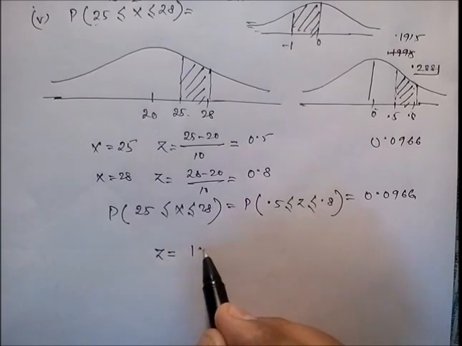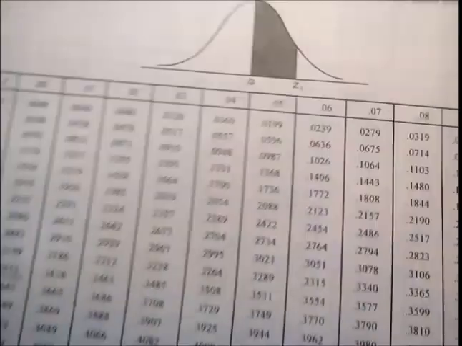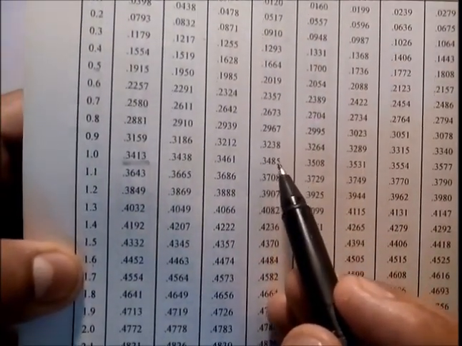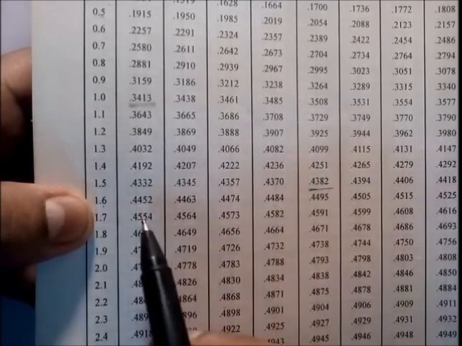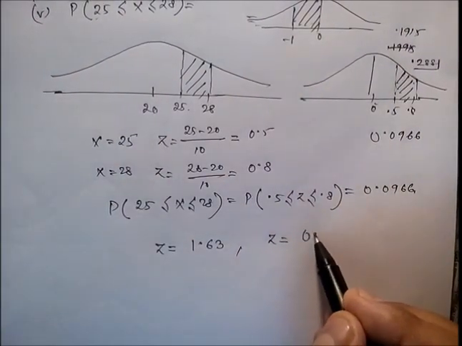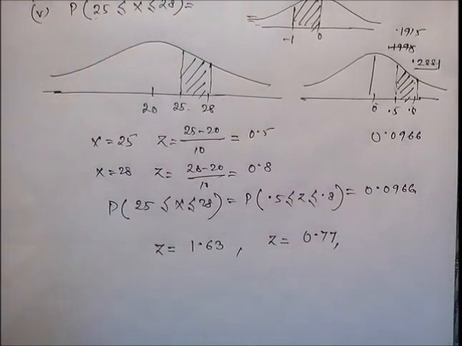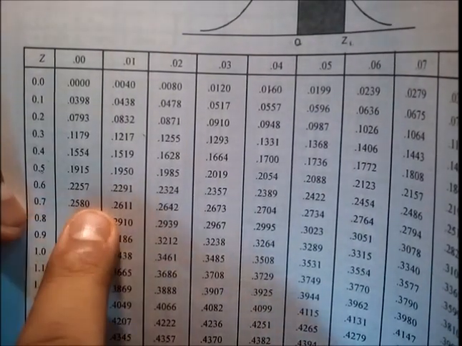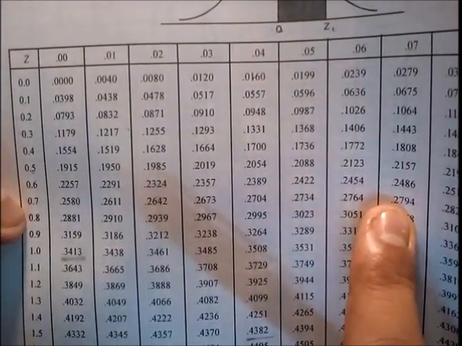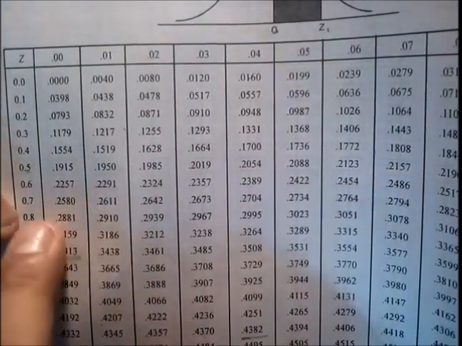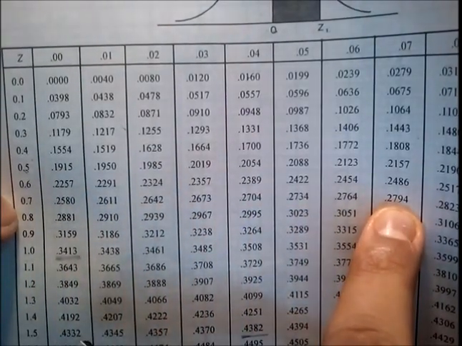So how to use this Z table? Suppose Z value is 1.63. How to know this particular value? 1.6 and 3 means 0.03, so the value should be 0.4484. Clear? Now suppose the Z value is 0.77. How to know the probability from 0 to 0.77? 0.7 is this one, and we have to move to 0.07, so the answer is 0.2794.